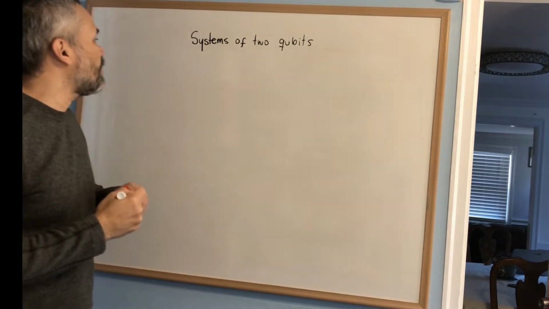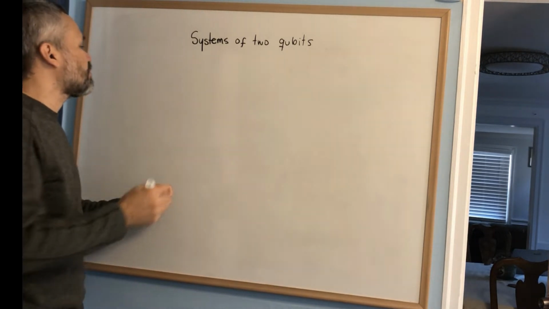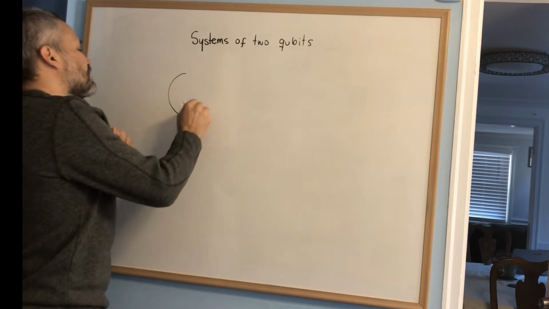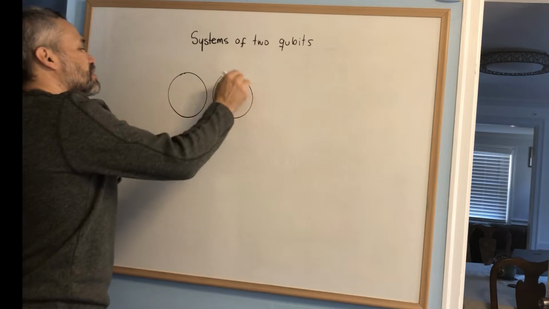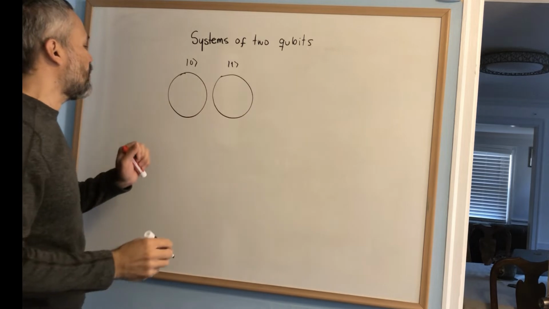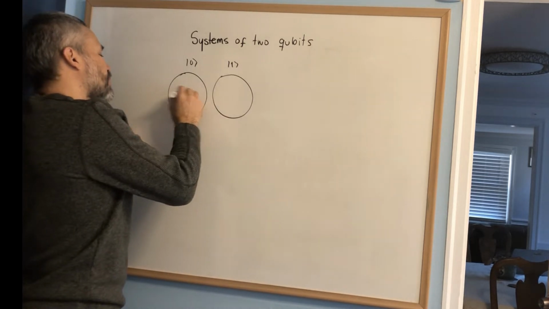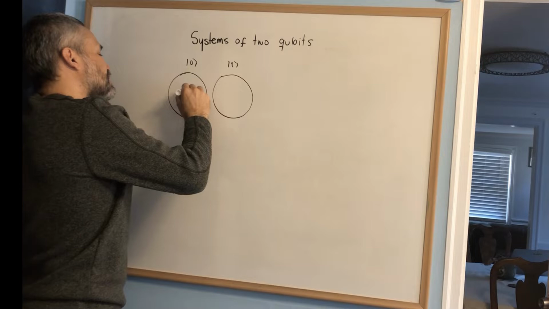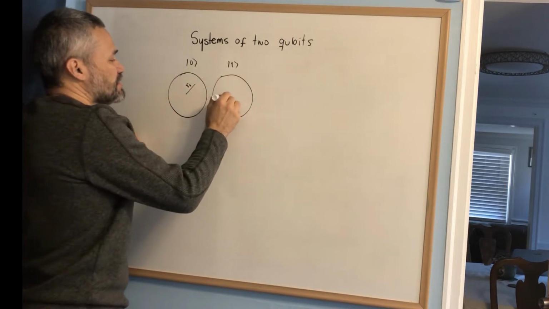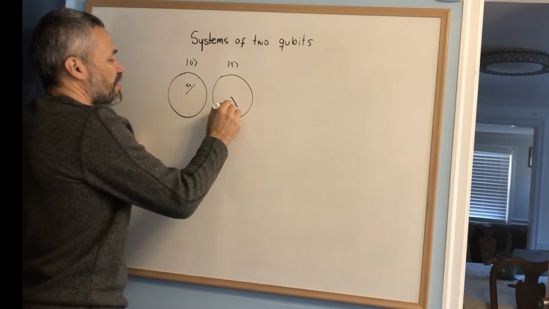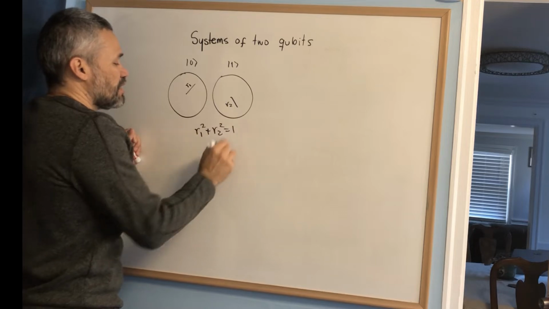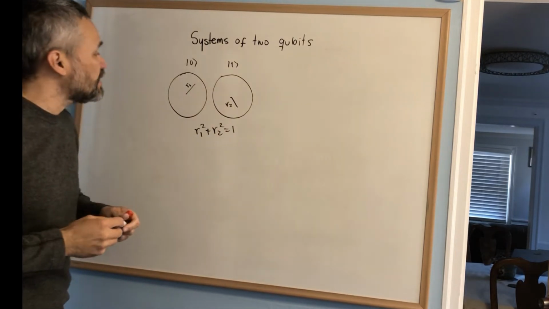Okay, in this video we will explain systems of two qubits. Remember that our interpretation for a qubit is given by two disks, and if we label this disk 0 and this disk 1, then we have a state when we draw a segment from the center of length R1, and another segment starting from the center of length R2, with the condition that R1 squared plus R2 squared equals 1. This is a possible state for one qubit.